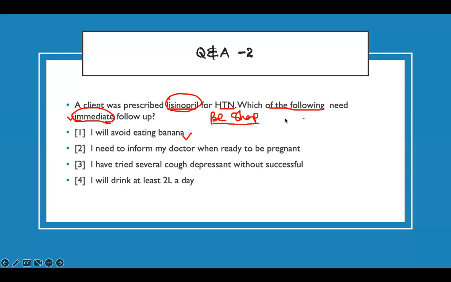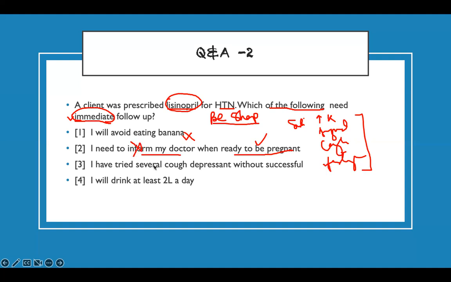Therefore, you know, lisinopril, the side effect is hyperkalemia. So it increases your K, it causes angioedema, it causes cough, and it's a teratogen. So that's all I know about it. And I'm using this information to answer my question. I will avoid eating banana. Yes, you should avoid eating banana, so I don't need immediate intervention. I will need to inform my doctor when ready to be pregnant. When you're ready to be pregnant, you need to let your doctor change your medication because it's a teratogen.